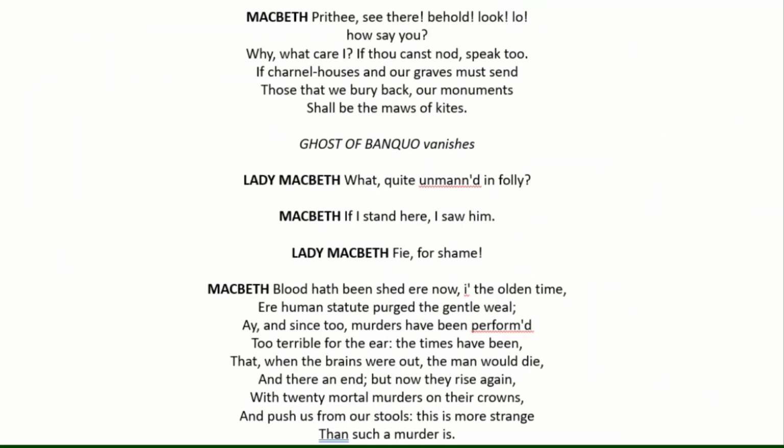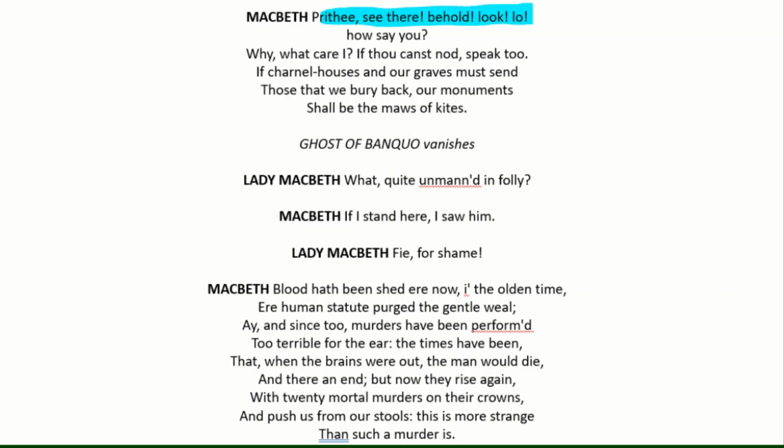Macbeth says, "Prithee, see there, behold, look, lo, how say you, why, what care I, if thou canst not speak too, if charnel houses and graves must send those that we bury back, our monuments shall be the maws of kites." And then the ghost vanishes. Here he's saying that he wants Banquo's ghost to speak, and that if the dead are going to return from the graves, then there's no point in burying bodies or dying. Let's get some annotations for this section before we move on.